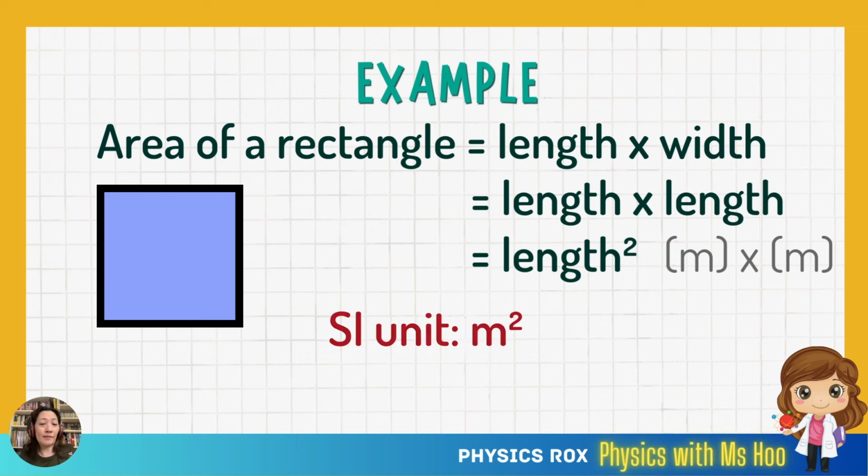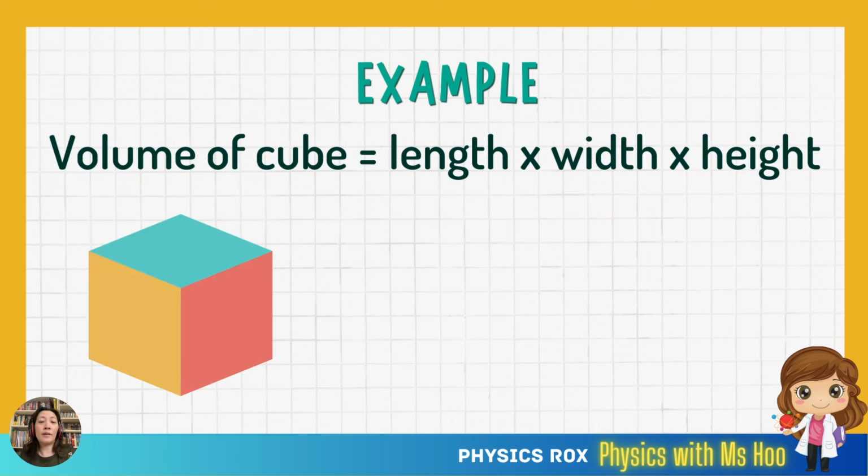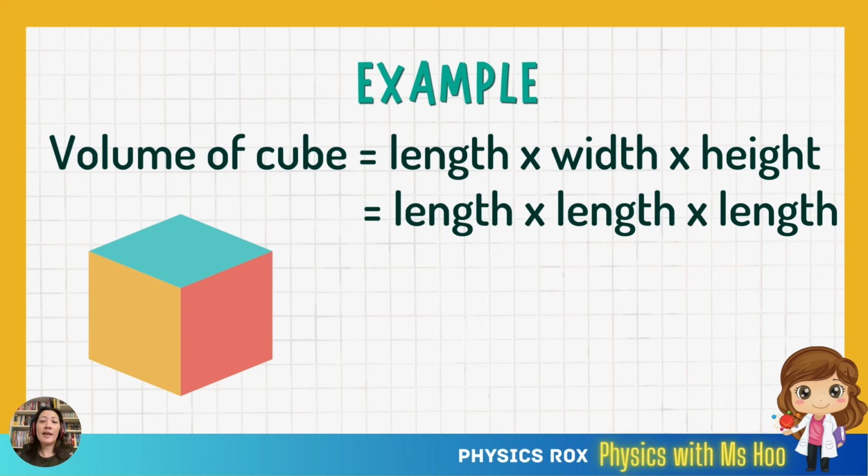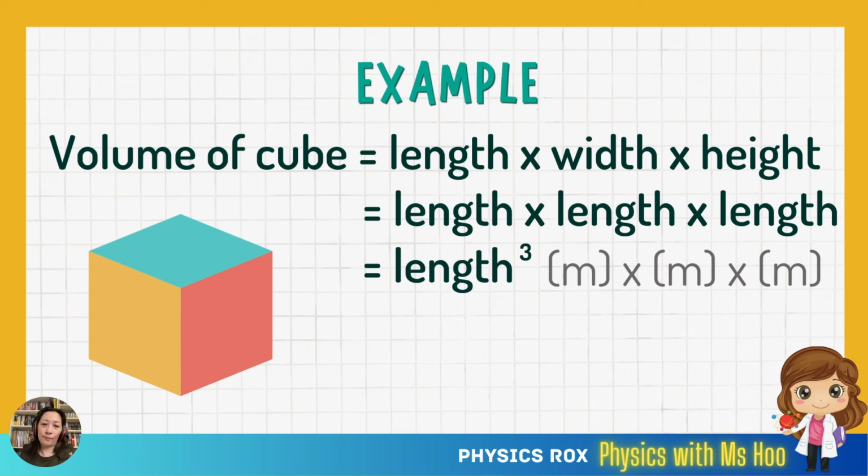Let's look at another example. In this case, volume. So for example, the volume of a cube can be calculated by multiplying the length with the width and the height. Just as before, width and height are quite simply different terms that are actually the same thing as length, just measuring different parts of the cube. So in this case, we can write it as length times length times length. Or to simplify it, length cubed. And that's why the unit of volume is meter cubed, because it's meter times meter times meter, length times length times length. Therefore, the SI unit of volume is meter cubed.